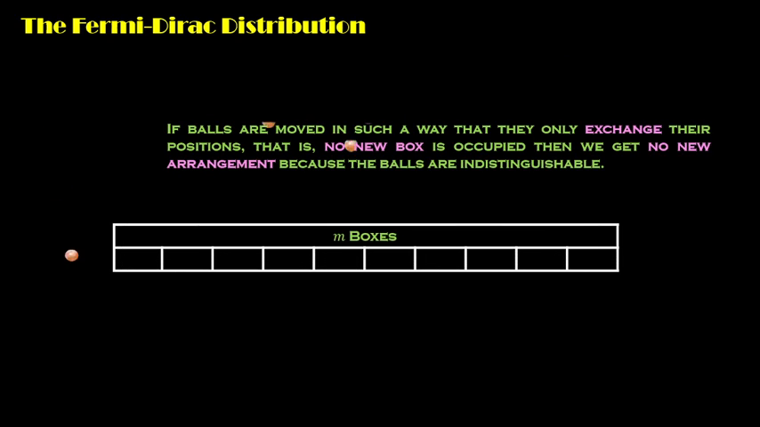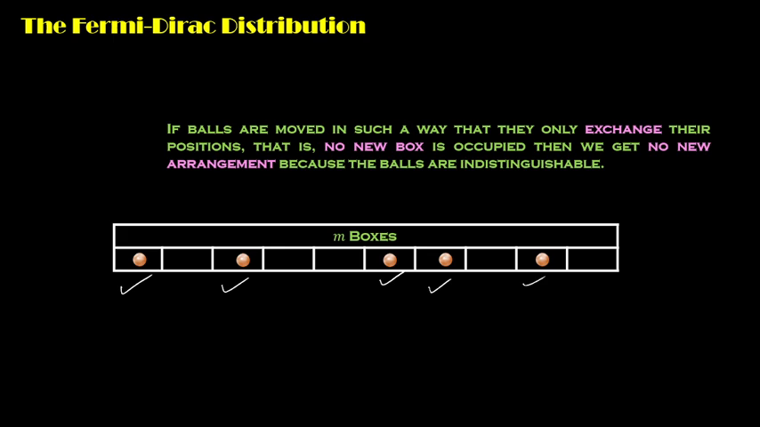So suppose we have m boxes and n balls and they have to be distributed over these m boxes subject to the restriction that at most one ball can occupy a given box. This diagram represents one of the ways we can distribute n balls into m boxes. The first box is occupied, then the third box is occupied, then this box and this box are occupied. So this is one of the ways we can distribute the balls into m boxes.